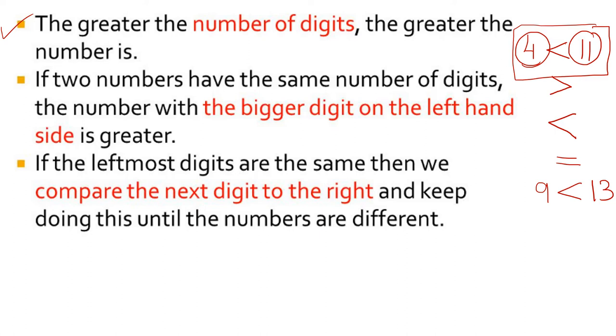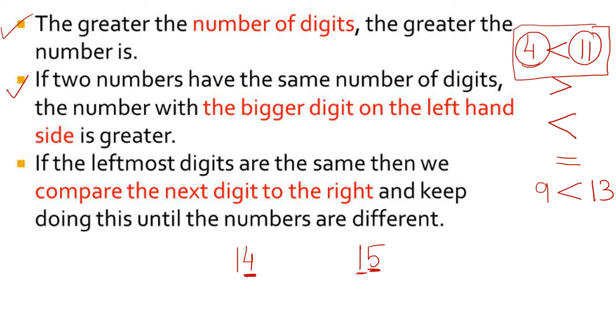Next rule is if the two numbers have the same number of digits, the number with the bigger digit on the left hand side is greater. So then we will take the numbers 14 and 15. Now here both of them have the same number of digits. We will start comparing them from the right side. So here we have got 4, here we have got 5. So since 5 is greater, then we will go on to the number on the left hand side.